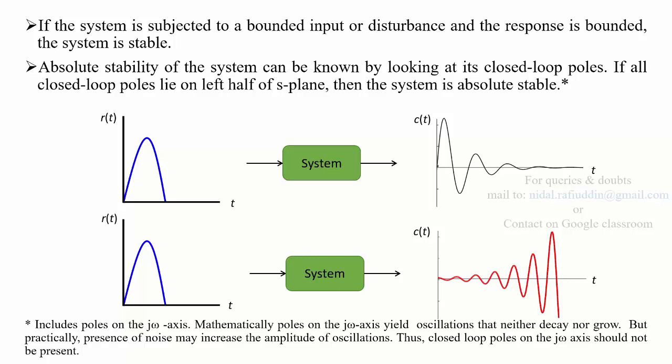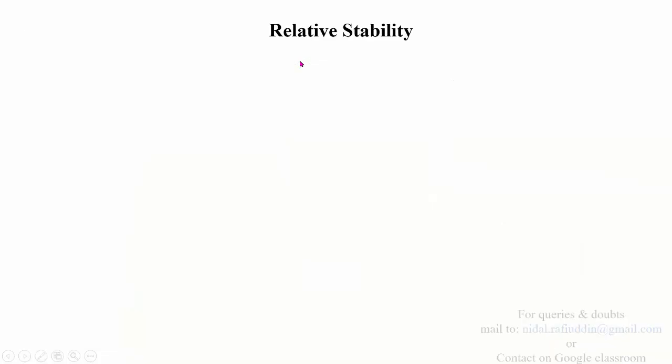And notice that we always talk about poles in the closed loop system. So these are the closed loop poles. The closed loop poles should lie on the left half of the S-plane.